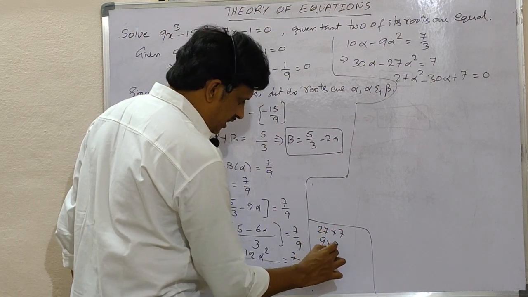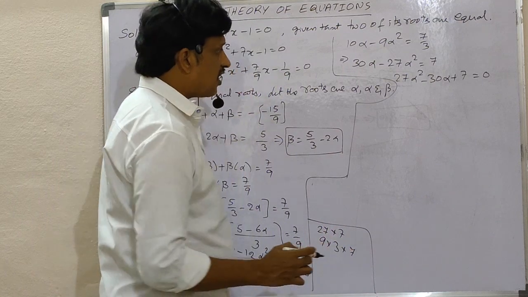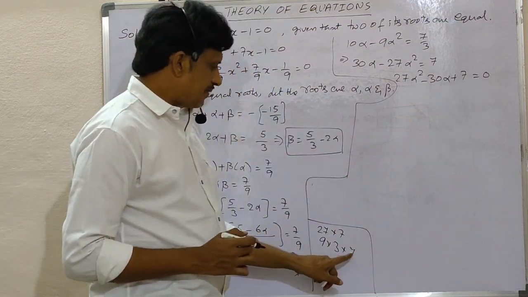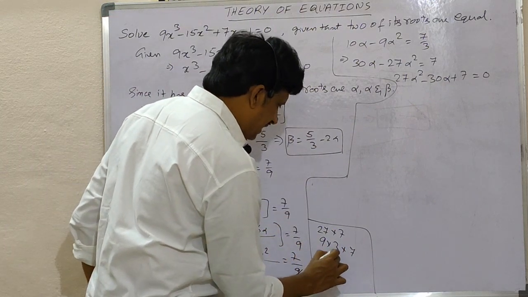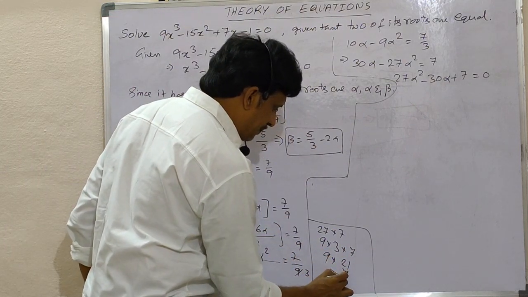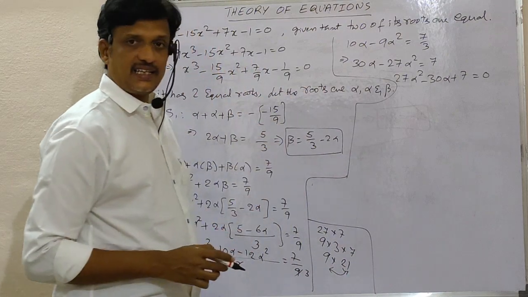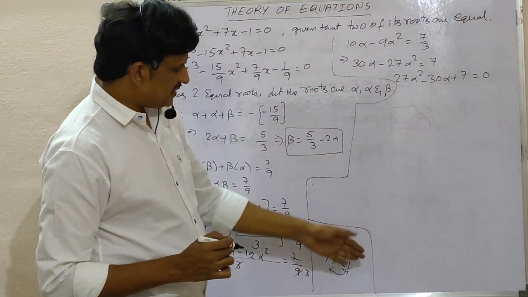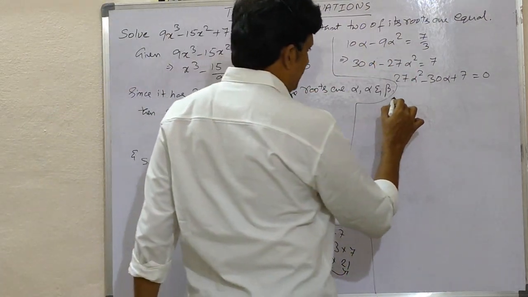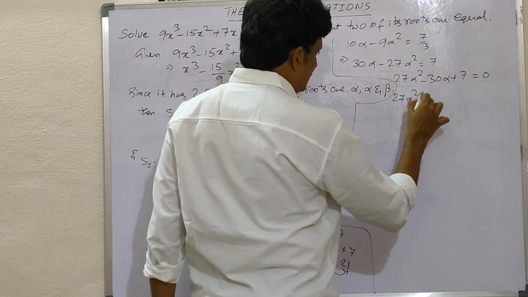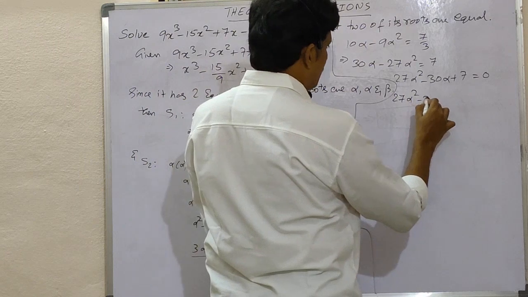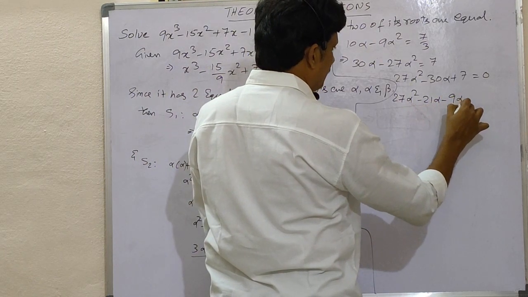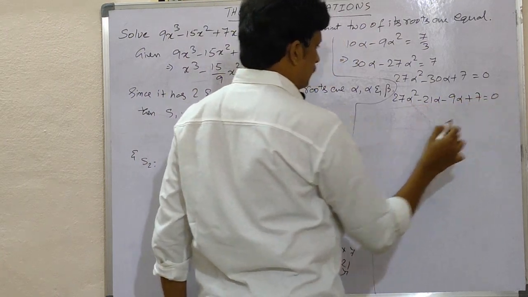27 means 9 into 3 you can write. But I want to get 30 here. So 7 3s are 21 and 9, if you take 9 and 3 7s are 21. So the sum is 21 plus 9, that is 30. Since the required one is minus 30, both are negative. That means we can write like this: 27 alpha square minus 21 alpha minus 9 alpha plus 7 is 0.